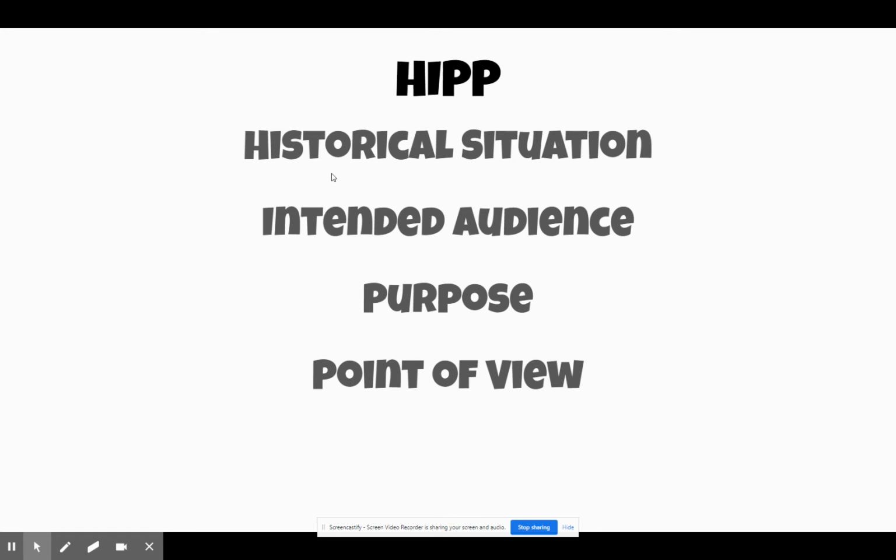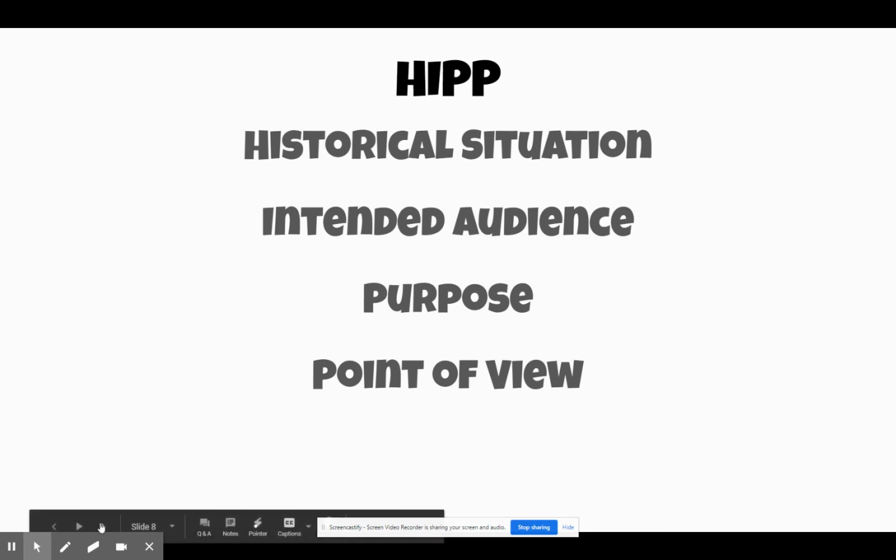Okay, so there you go. That is a HIPP on a modern example. Okay, so that is hopefully something you can take away that will make a lot more sense.